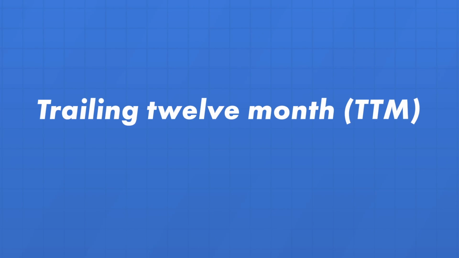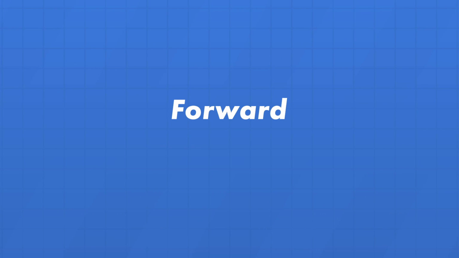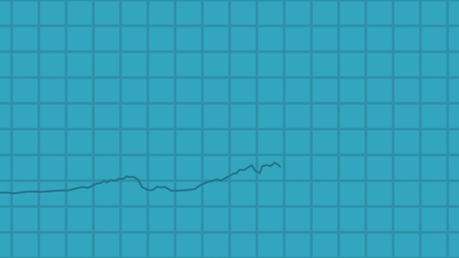Trailing 12-month, or TTM, which looks at the company's actual income over the past 12 months, or forward. This approach takes an analyst estimate or a series of analyst estimates and looks at the earnings expectation for the company over the upcoming year and then uses that as the earnings figure. If a company is growing, its forward PE ratio will always be smaller than its trailing 12-month PE ratio because more income is expected and the denominator will be larger.